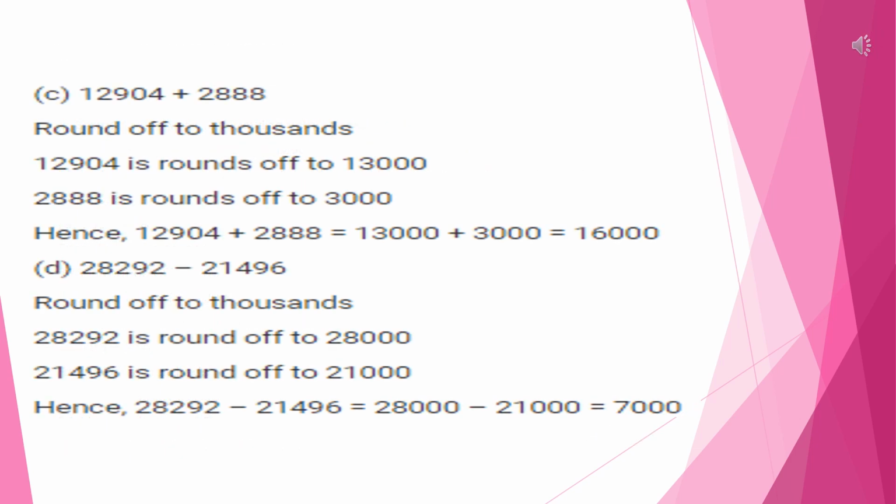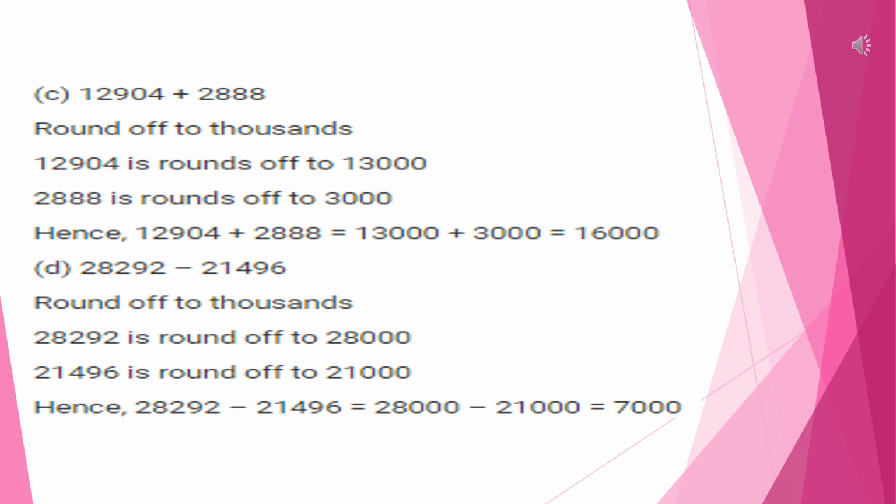C part, 12,904 plus 2,888. In this question, the greatest position is 1000. So we round off the numbers to 1000. 12,904 is rounded off to 13,000 and 2,888 is rounded off to 3,000. Hence, 12,904 plus 2,888 equals 13,000 plus 3,000 equals 16,000.